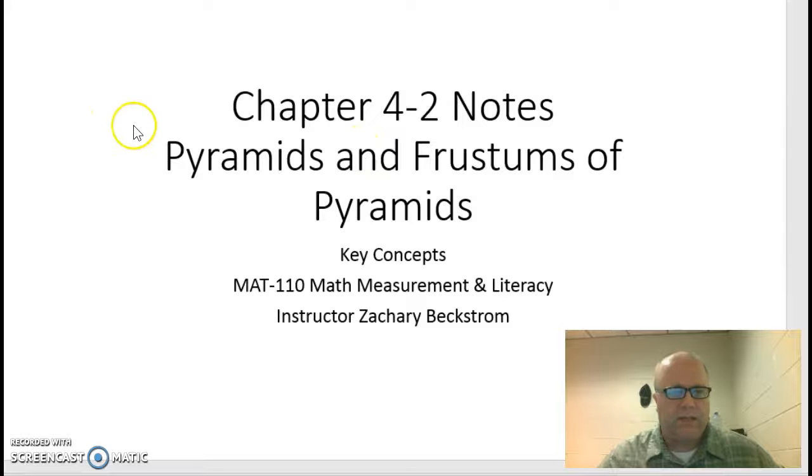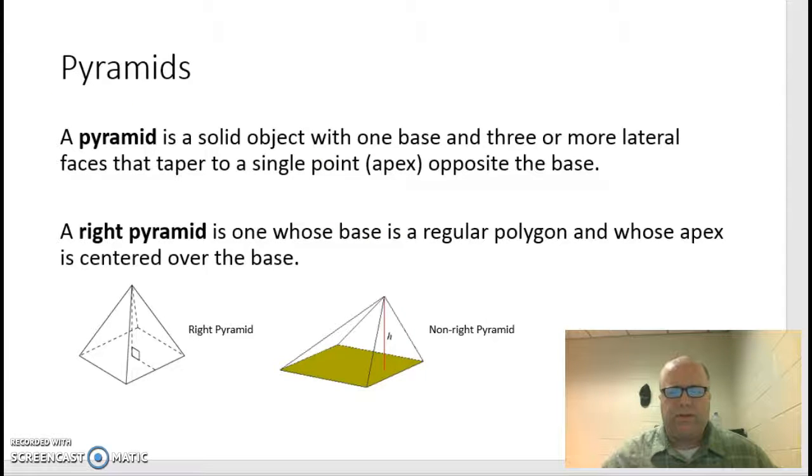So let's go ahead and take a look at these two things here. First, let's define a pyramid, and more specifically a right pyramid. A pyramid is just a solid object with one base and three or more lateral faces that taper into a single point that we call an apex opposite the base. You can see here these are both pyramids.